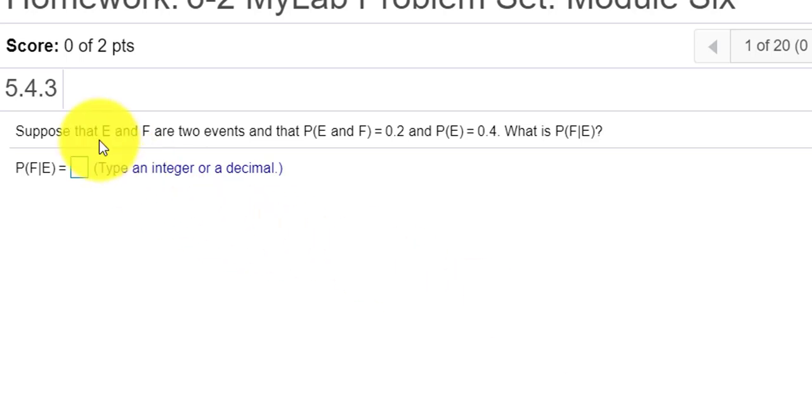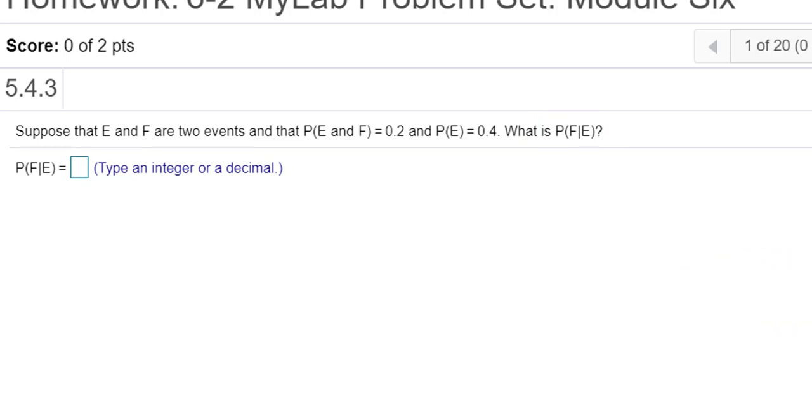It says, suppose that E and F are two events and that P, or the probability of E and F, is 0.2 and the probability of E is 0.4. What is the probability of F given E?